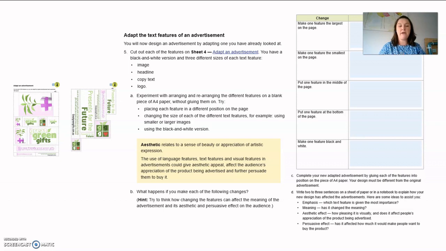So if you have access to a printer, I want you to print that out. I want you to get a sheet of paper, and play around with arranging and rearranging the advertisement. And what I then want you to do is scroll down and go to the table and then fill that in. Have a think about emphasis. What text feature is given the most importance? Think meaning. Has rearranging the advertisement changed the meaning?